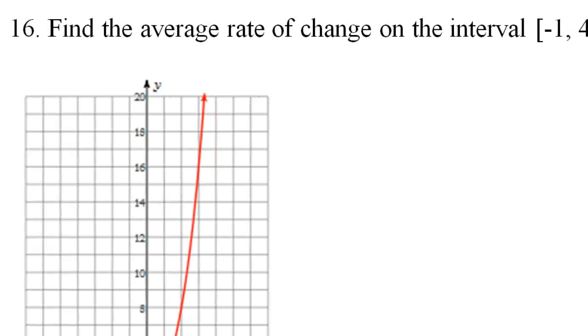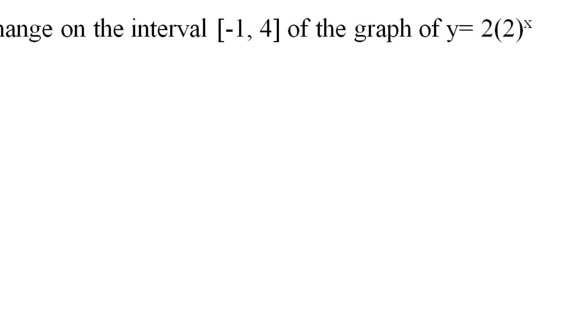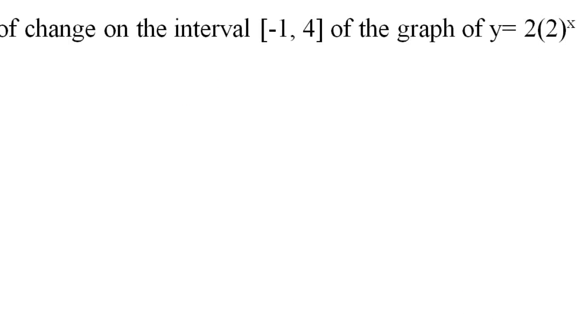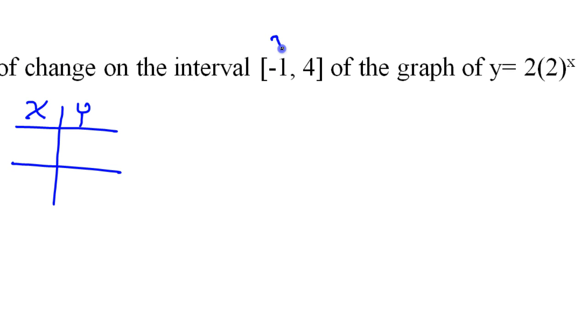Alright, for number 16, we need to find the average rate of change over this interval. Okay, whatever. Rate of change is the slope. So let's deal with that reality. Since we are really looking for the slope, it would be useful to have a table of values. Just a little one. When they give us an interval, they are giving us x values. So that's -1 and this is 4. These are x values. Okay, so we just need to know the y values that go with them.